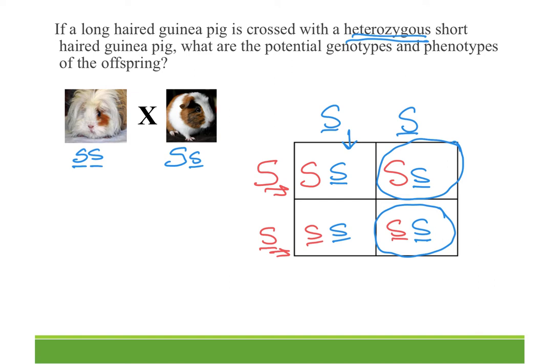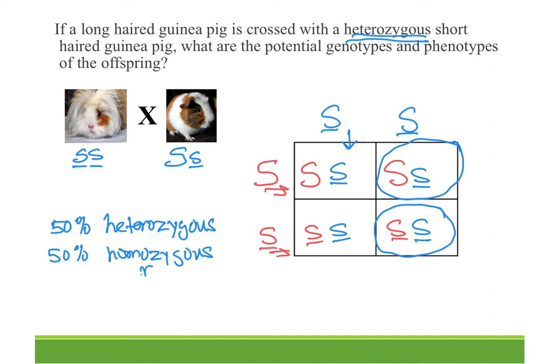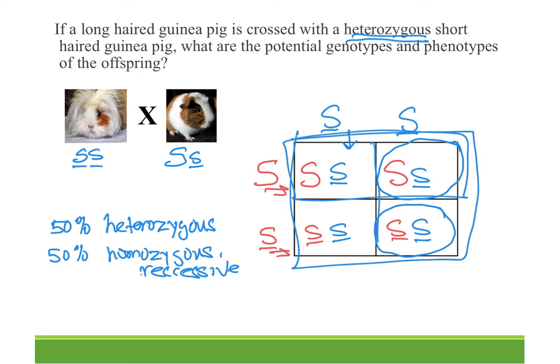So the genotypes that we see here is 50% heterozygous and 50% homozygous recessive. So you have to say what kind of homozygous genotype it is, because it can be either the dominant or the recessive allele. So here we have a 50% homozygous recessive. 50% because out of these 4 boxes, 2 of them are of each kind. So we have 2 heterozygous and we have 2 of the homozygous recessive.